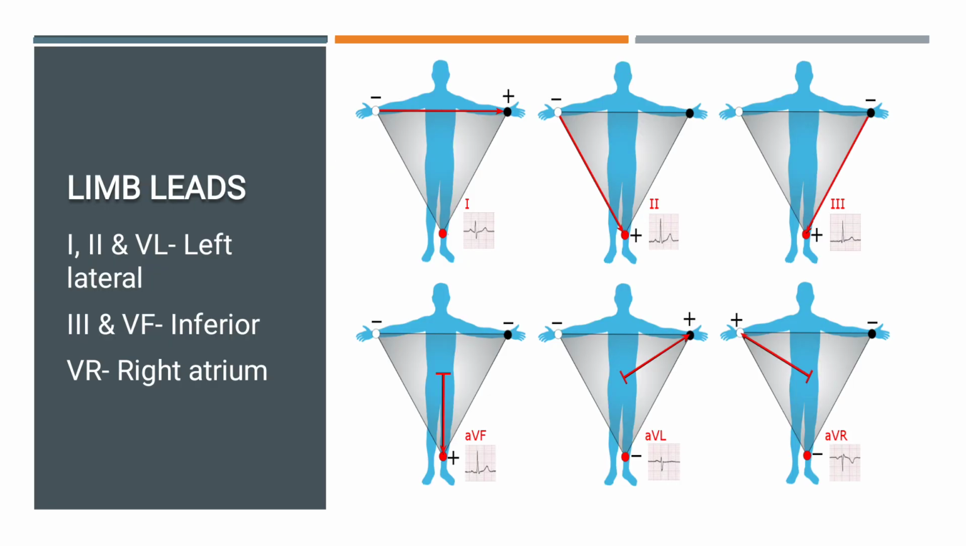Now, how many leads are there in total in an ECG? There are 12 leads, out of which 6 are limb leads and 6 are chest leads. Now, which areas are represented by these leads? Lead 1 and aVL represent the left lateral area of the heart. Lead 3 and aVF represent the inferior aspect of your heart, and lead aVR represents the right atrium.